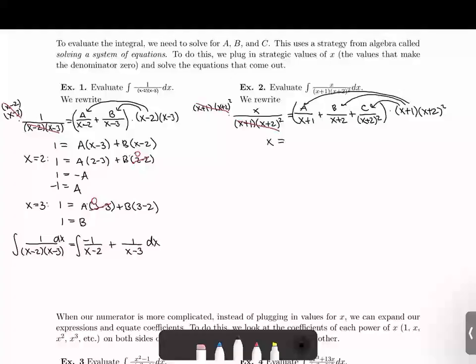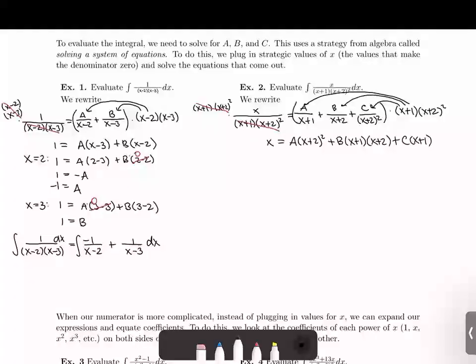So in that first fraction, a over x plus 1, the x plus 1s are going to cancel out, and we're going to be left with x plus 2 squared. For our next fraction, one of the x plus 2s is going to cancel out, so we're going to be left with x plus 1 and x plus 2. And in our last term, both of the x plus 2s are going to cancel out, so we're just going to be left with x plus 1.